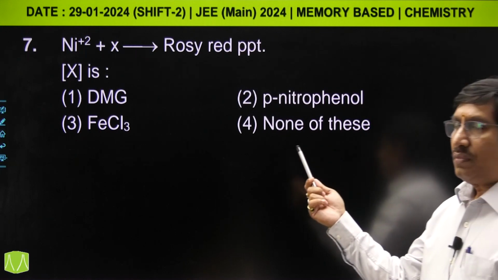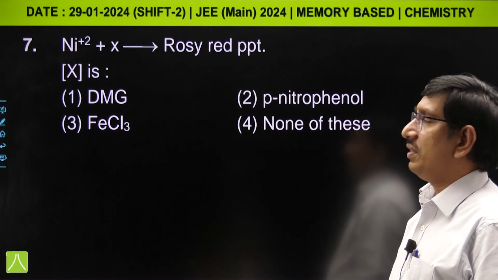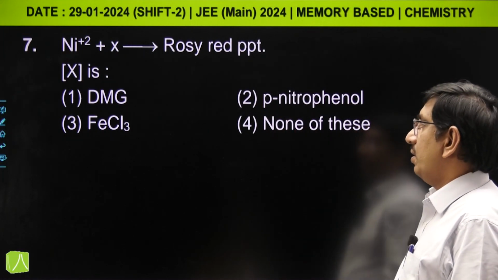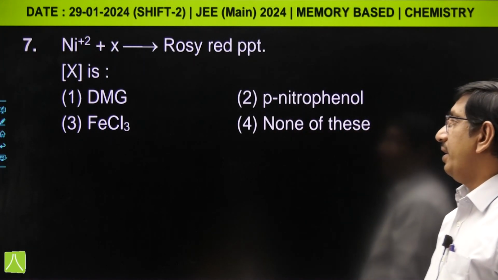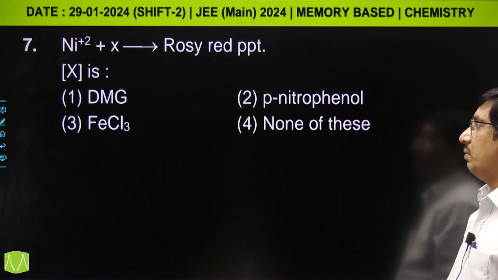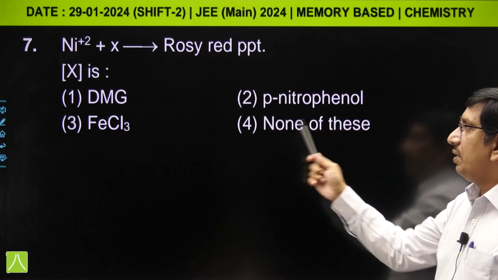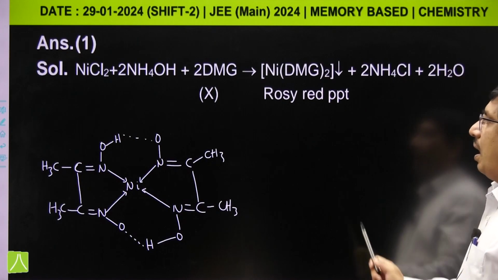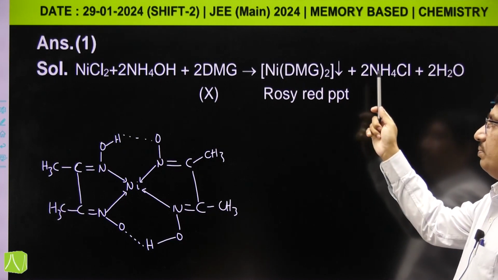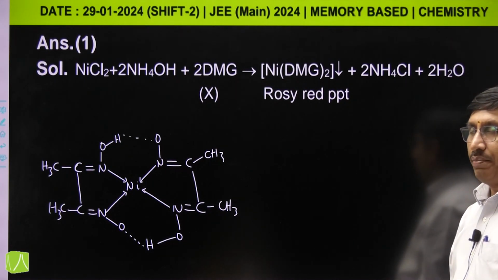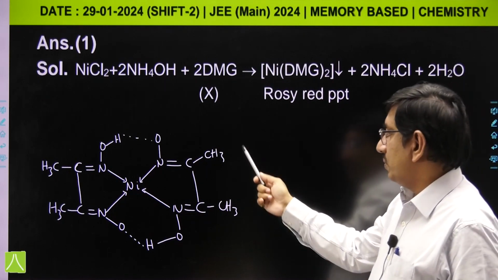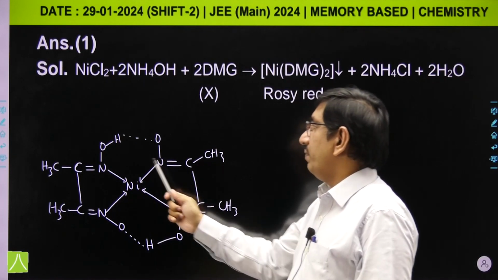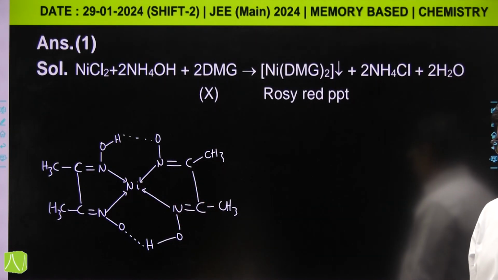Next, nickel 2 plus on reaction with X gives rosy red precipitate. Here what is X? Here options are given DMG, paranitrophenol, ferric chloride, none of these. In the three options, DMG means dimethyl glyoxime, and with dimethyl glyoxime it gives rosy red precipitate. So, it is forming a complex which is rosy red precipitate.